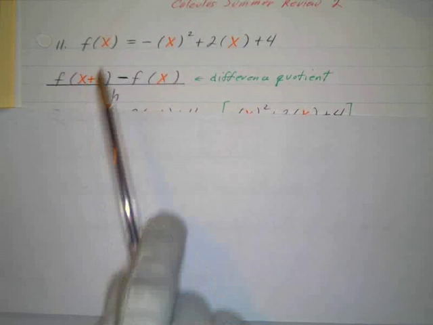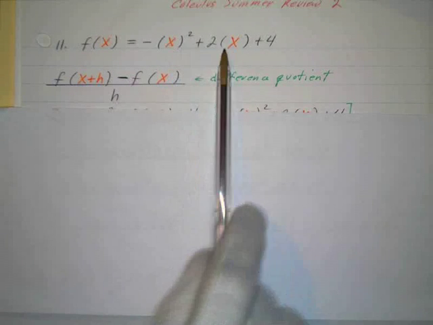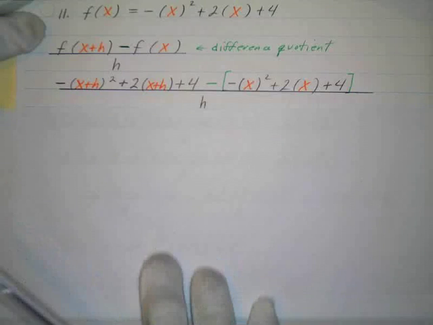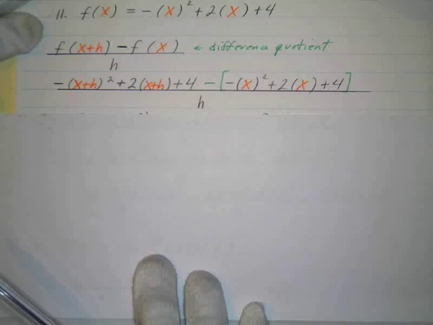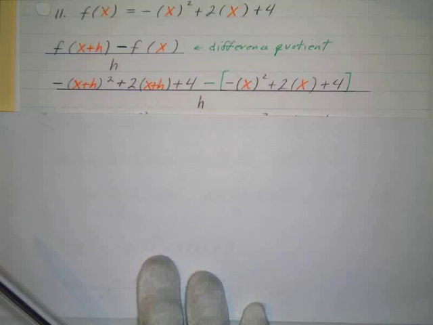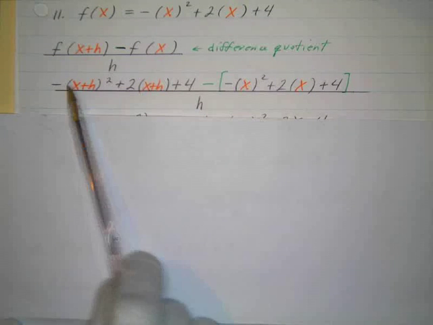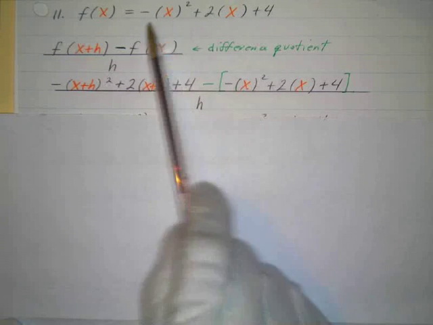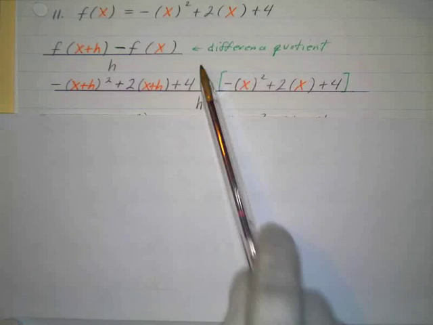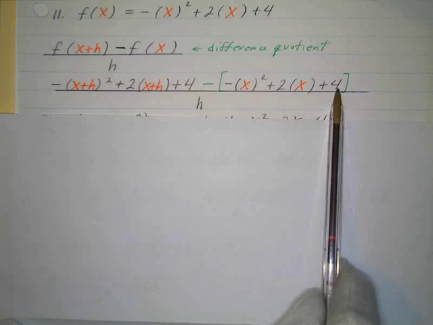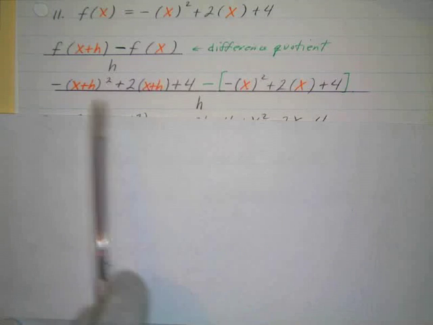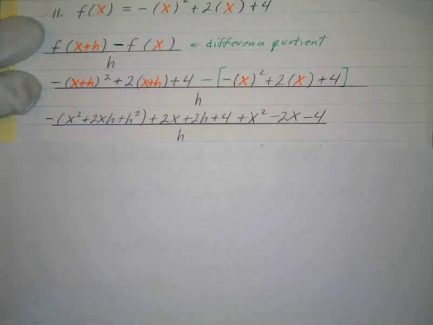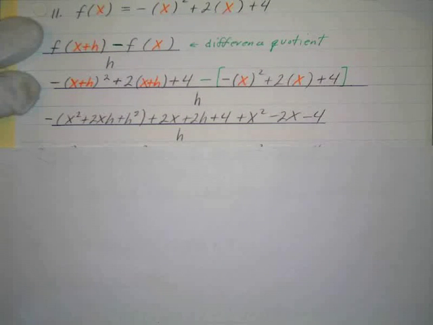Every time we see an x, we're going to put an x plus h in this part, then subtract the f of x from that and see what happens. This is a little bit longer as far as all the steps. So my function was negative x squared, so negative (x plus h) squared plus 2 times (x plus h) plus 4, minus the original function, negative x squared plus 2x plus 4, all over h. I just have to simplify this out, and I did do an extra step on this one when I had a coefficient, just to play it safe.